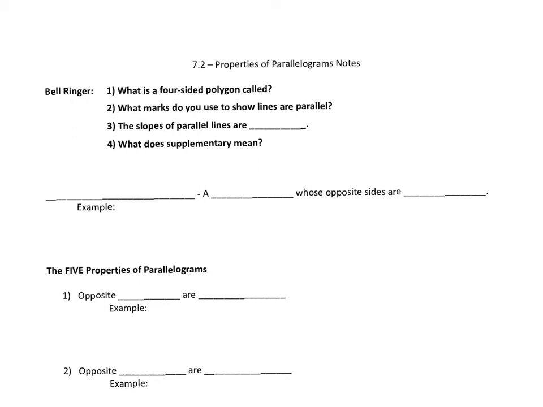All right, let's do 7.2a. Let's start off with a quick review. Number one, what is a four-sided polygon called? A four-sided polygon is a quadrilateral.